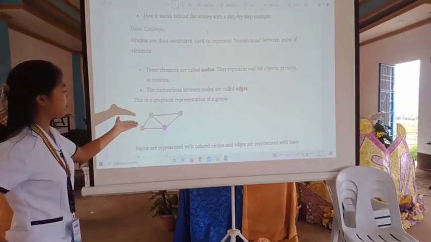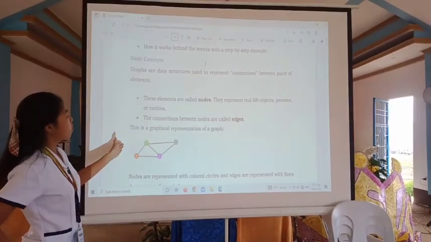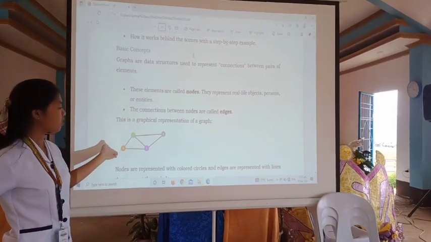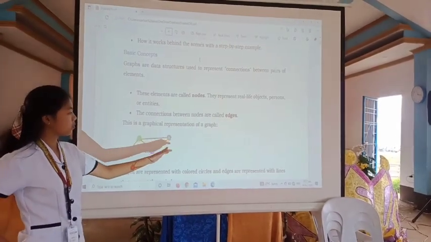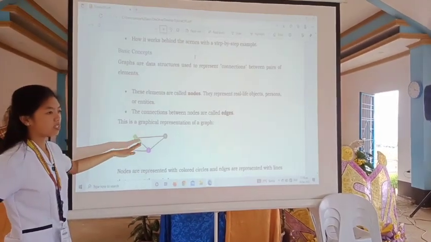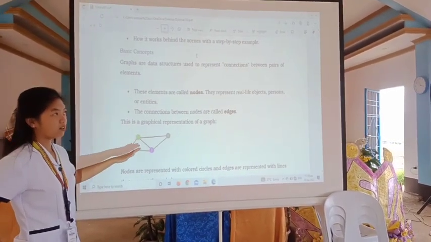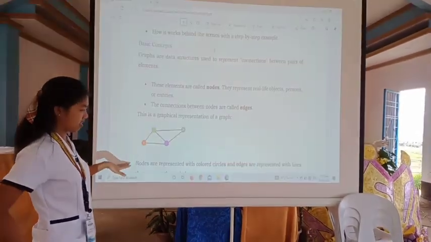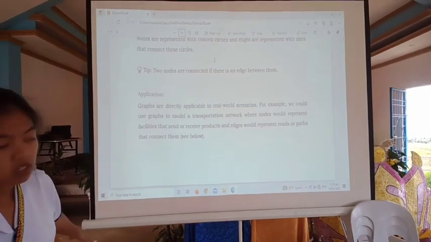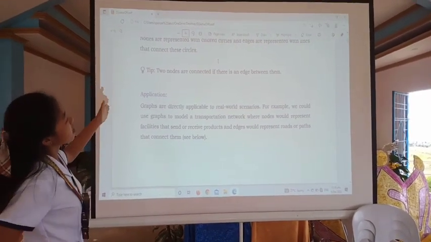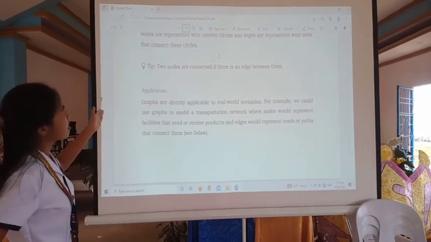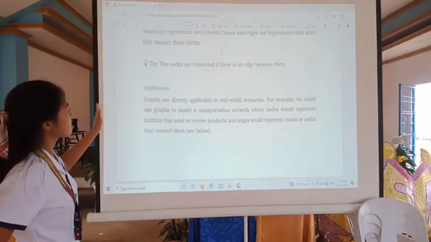This is the graphical representation of a graph. We have here node 1, node 0, node 2, and then node 5. These lines are the edges, or the connections. Nodes are represented with colored circles and edges are represented with lines that connect these circles.